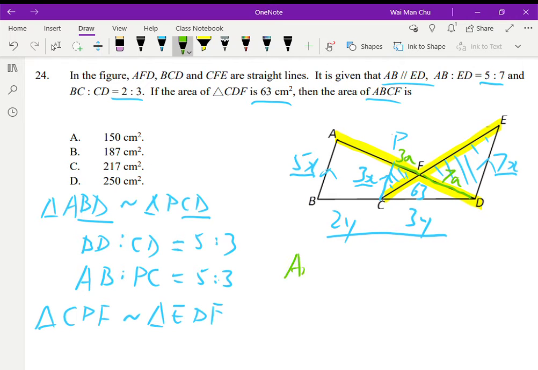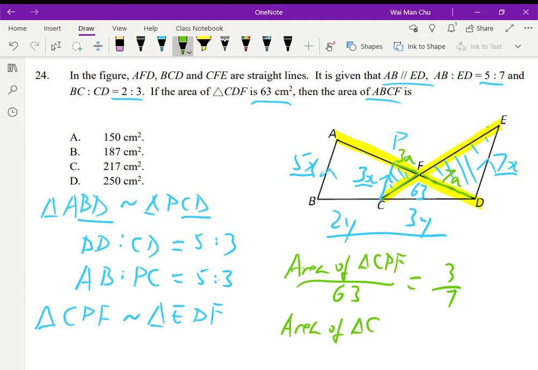Now, let me write it down. Area of triangle CPF over 63 should be equal to 3 to 7, because these two triangles have a common side CF, and their bases 3a and 7a are in a straight line. So therefore, I think you can now calculate the area of triangle CPF, which should be 27.